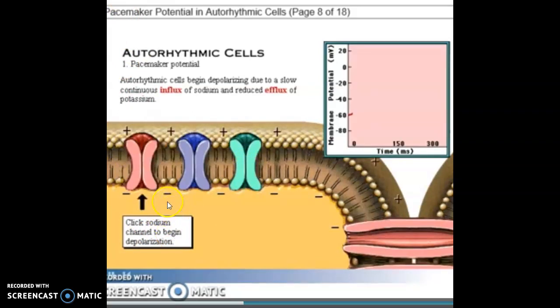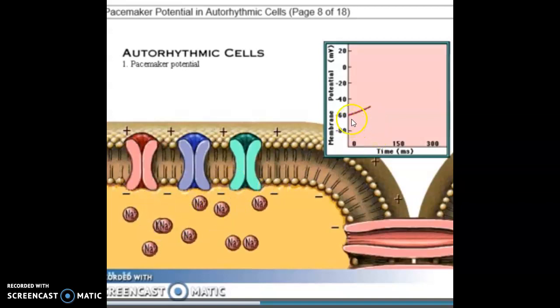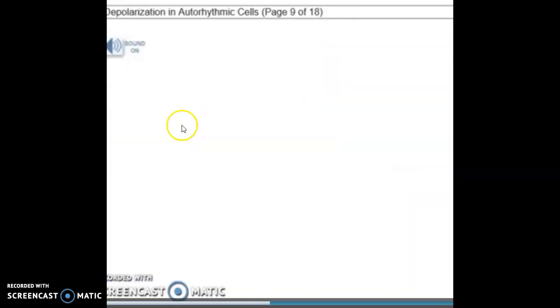Begin depolarizing due to sodium. Click the sodium channel to begin this slow. Notice sodium coming in, sodium's gradually coming in, so my voltage is gradually rising. As sodium ions enter the cell, the inner surface of the plasma membrane gradually becomes less negative, generating the pacemaker potential. So this part of my graph here is called the pacemaker potential. It's due to sodium gradually coming in.